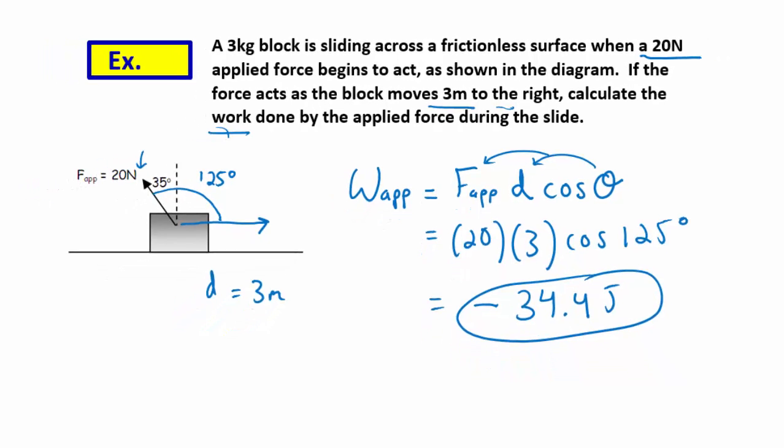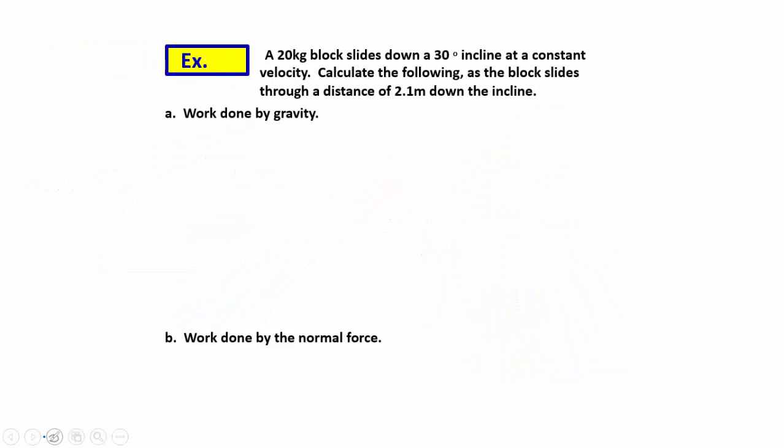Alright, let's try another example, a little bit more complicated with something done on an angle. So this is our next worked example, and we have a 20 kilogram block sliding down a 30-degree incline at a constant velocity. So I'm going to start by drawing a little picture here. We've got a 30-degree angle, and we have a block, and it's sliding down this incline.